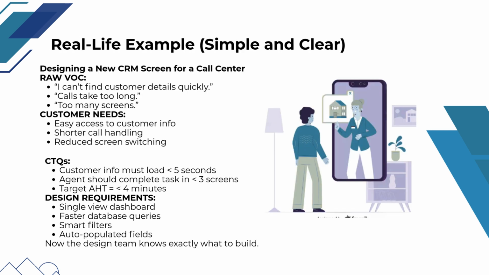When designing a new CRM screen for a call center, the process begins with capturing raw VOC, such as "I can't find customer details quickly, calls take too long, and too many screens." These statements are translated into clear customer needs: easy access to customer information, shorter call handling, and reduced screen switching. From these needs, measurable CTQs are defined, including customer information loading in under 5 seconds, tasks completed in fewer than 3 screens, and an average handling time (AHT) of under 4 minutes.